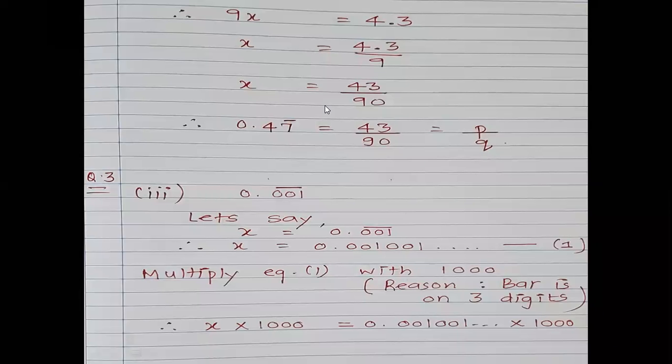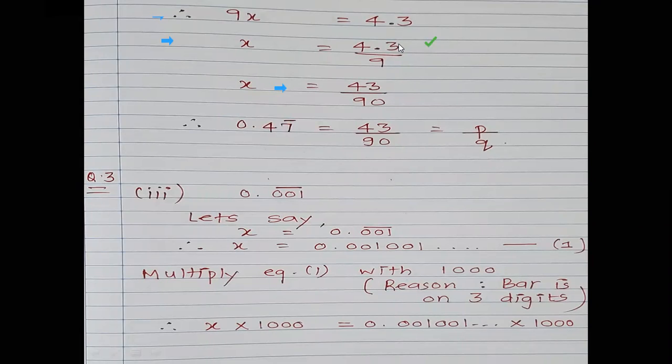So what we have right now is 9x is equal to 4.3. And when 9 goes to the other side, what we will get is 9 in the denominator. So now we have x is equal to 4.3 upon 9. Now, to get rid of the decimal place of 4.3, we can multiply the numerator and denominator with 10. So what we get is 43 upon 90. So x has been represented in the form of 43 upon 90.